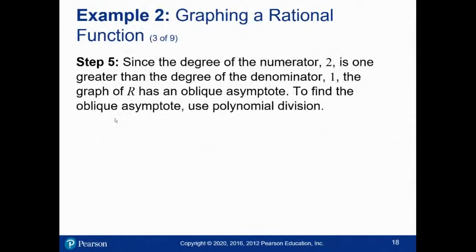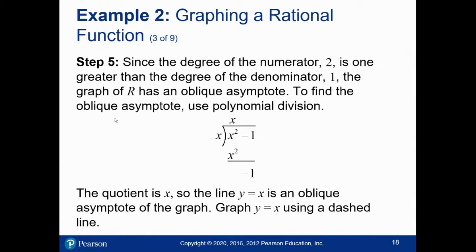Step 5, the numerator is one larger degree than the denominator, which means I need to find a slant asymptote. So I'm going to do the polynomial division. It's pretty straightforward because the degrees are quite small. So this quotient is just x. So our original function, by the way, was just, where's my pen go?